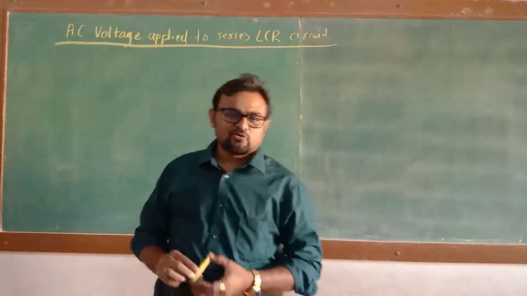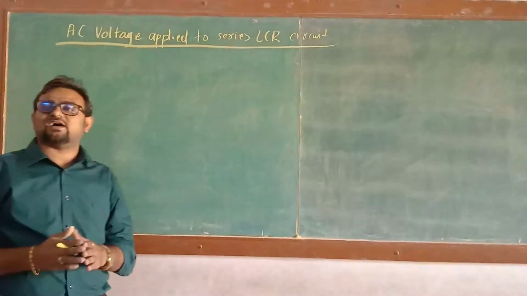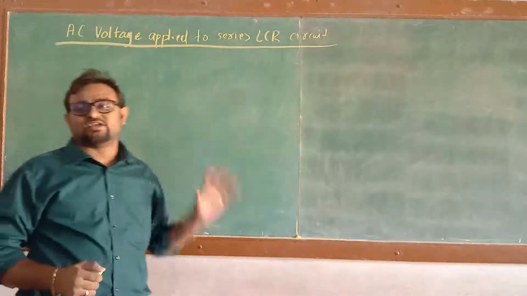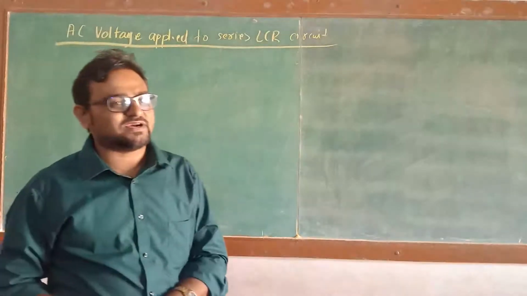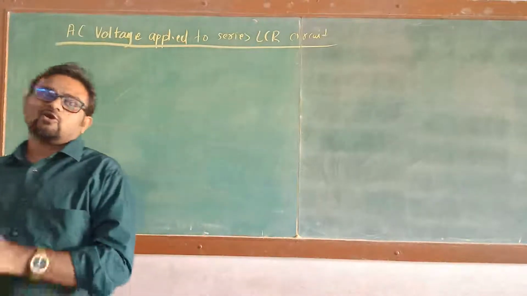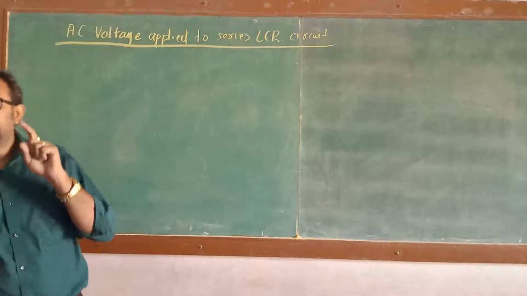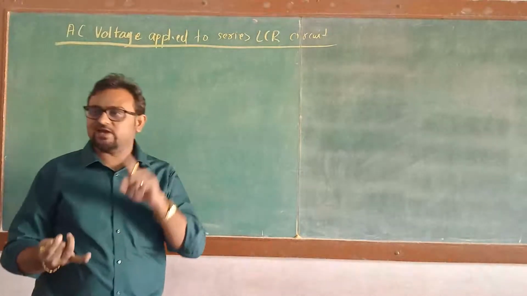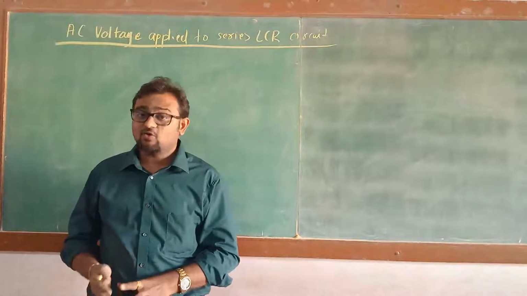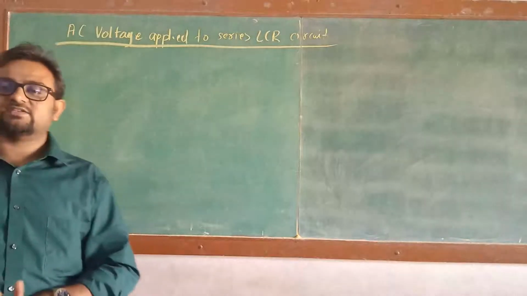Hello students, today our topic is AC voltage applied to LCR circuit. Here the inductor, capacitor and resistor are connected in series. In our previous video we have already studied them individually, when AC voltage is applied to a resistor, when there is only an inductor, and when there is only a capacitor. So now all these three components are connected in series.